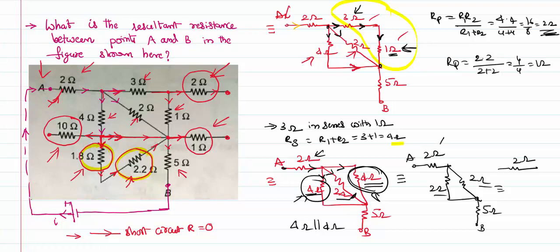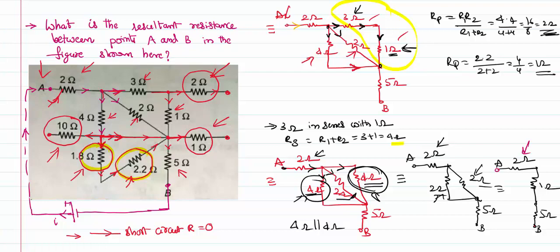So what will be the equivalent circuit of this? 2 ohms, that is this one. Instead of this 2 ohms and this 2 ohms, I can draw only one resistance, that is 1 ohm. From here there is 5 ohms. This is point B and this is point A. See how the circuit is simplified. It becomes simpler and simpler when you go step by step.